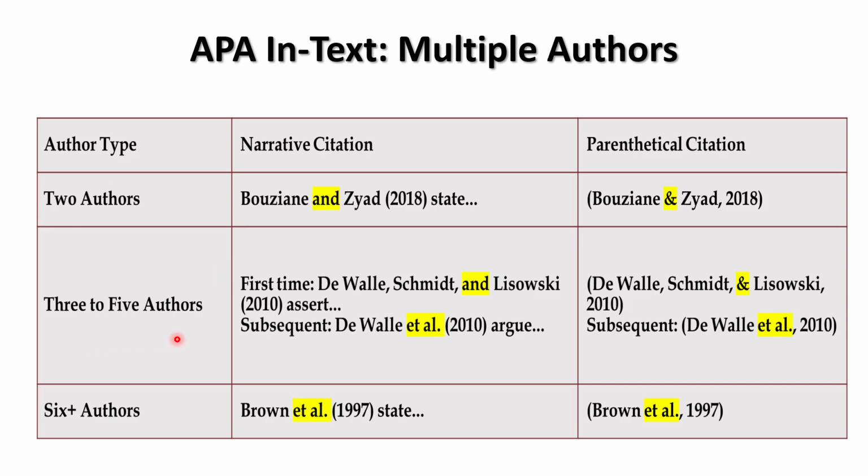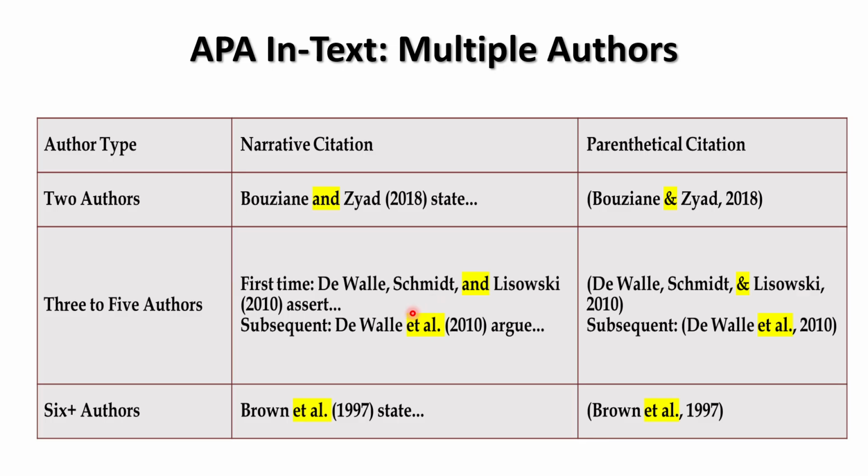Next, sources with three, four, or five authors, meaning from 3 to 5 authors. We also have situations in relation to narrative citation and parenthetical citation. The first time you cite a source with 3 to 5 authors, you must list all the authors' names. Look at the example: Dewall, Smith, and Lizorsky (2010) assert. All three names appear.